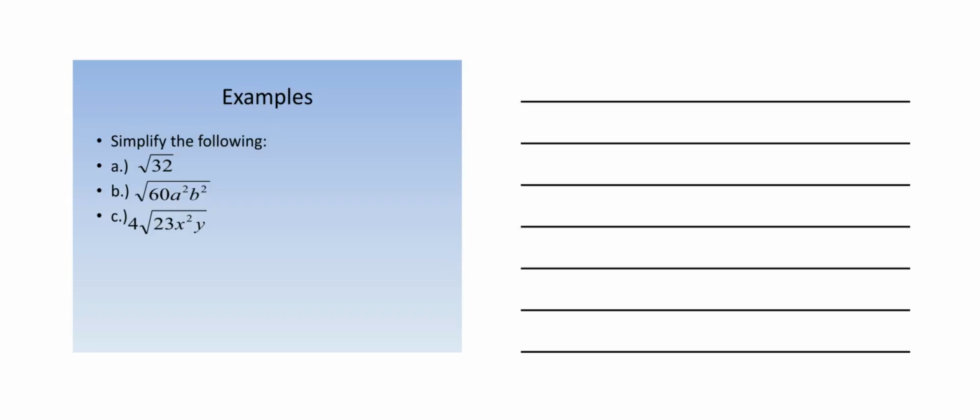Some more examples for simplifying square roots. So a, square root of 32. Let's bring it down, that way we have enough space. So 32. Now let's write the prime factorization.